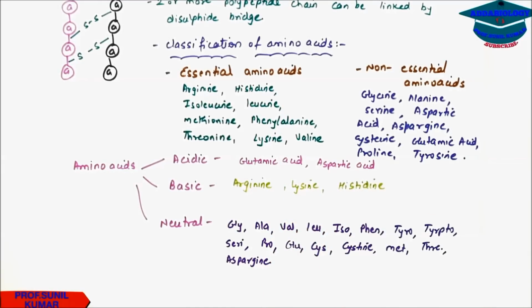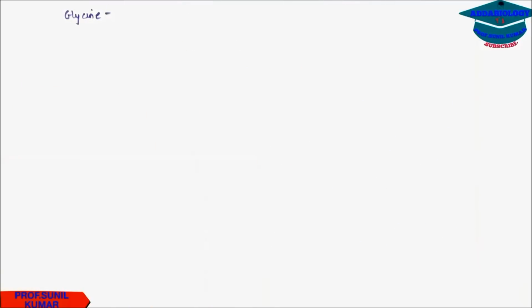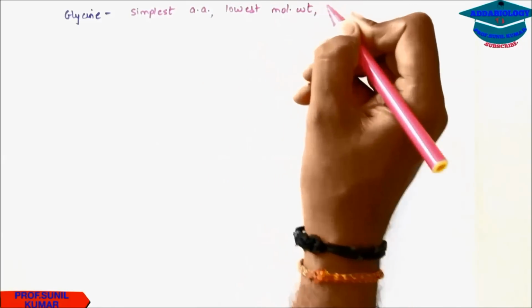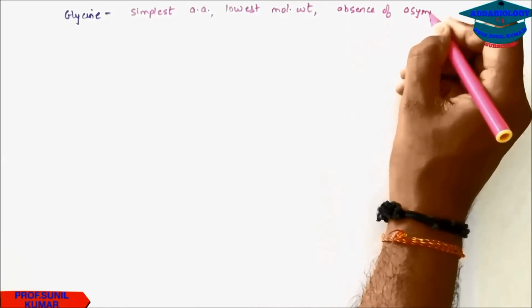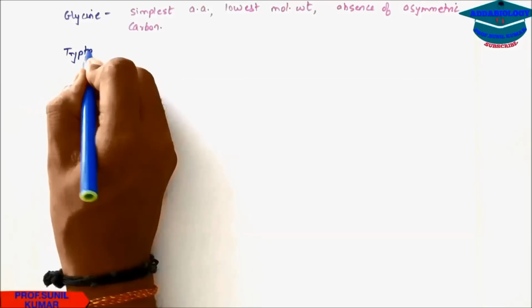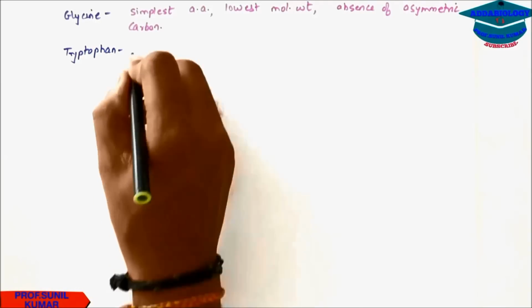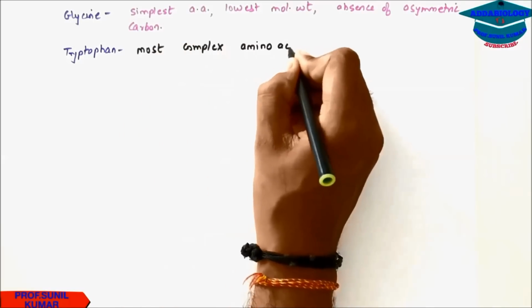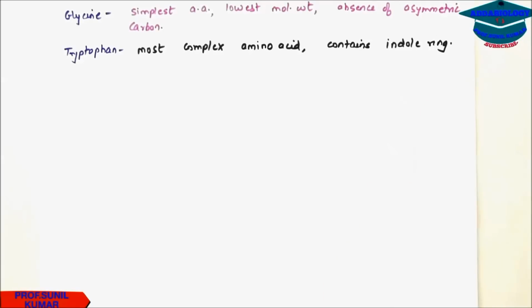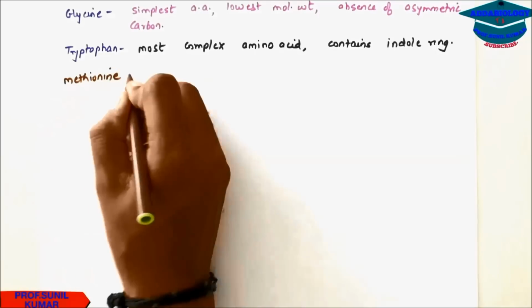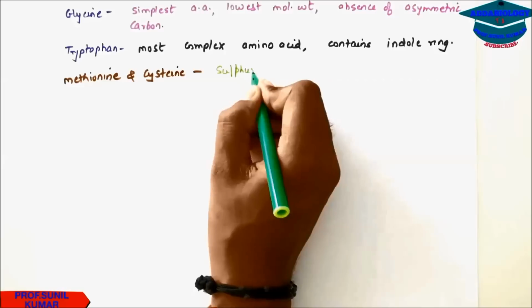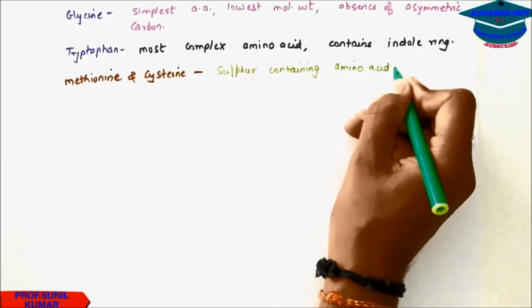Let's see some important points with respect to the NEET exam. Glycine is the simplest amino acid with the lowest molecular weight, and it has no asymmetric carbon. Tryptophan is the most complex amino acid and contains an indole ring. Next are methionine and cysteine. We need to understand they are sulfur-containing amino acids. Only two amino acids have sulfur.